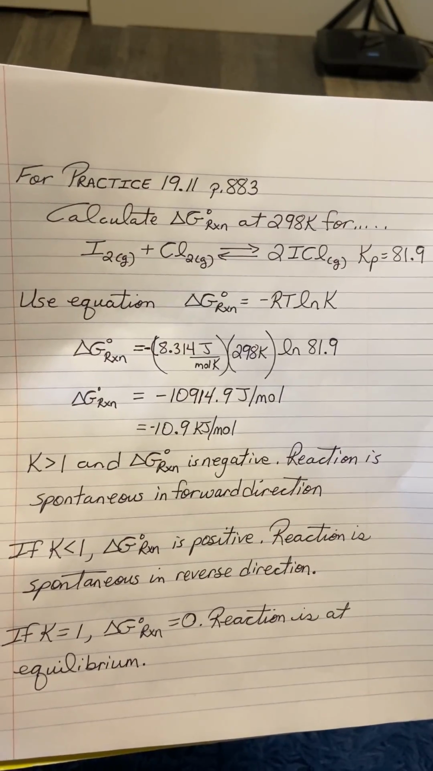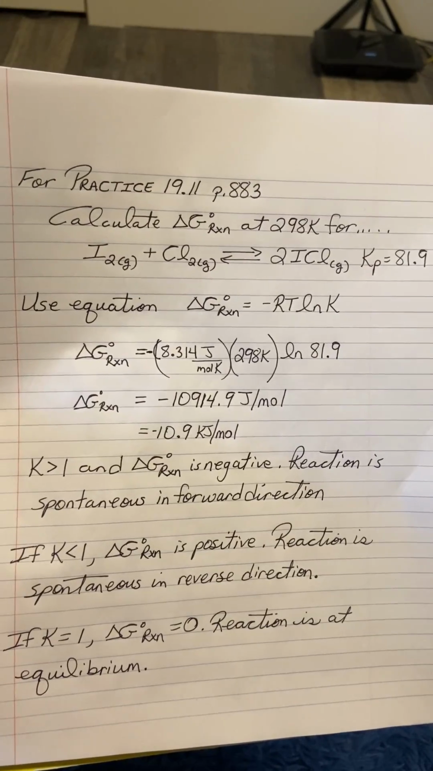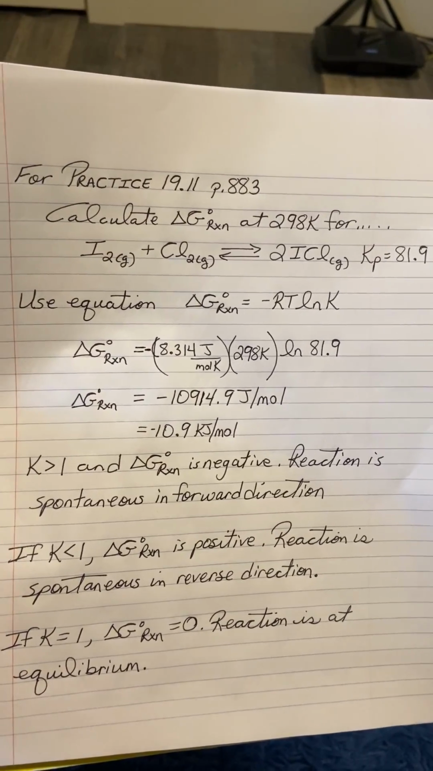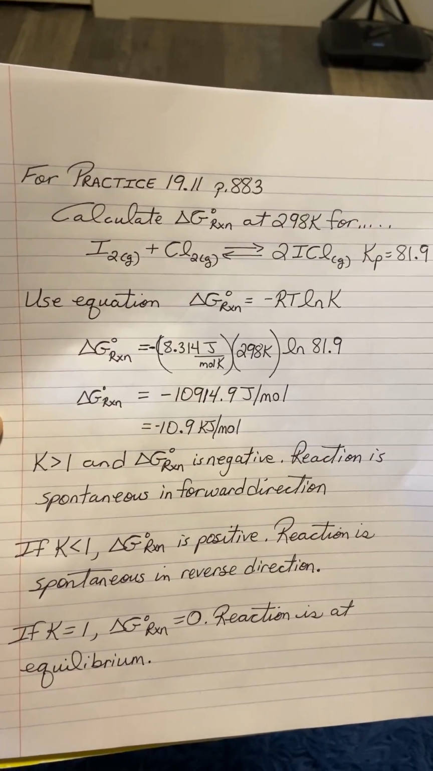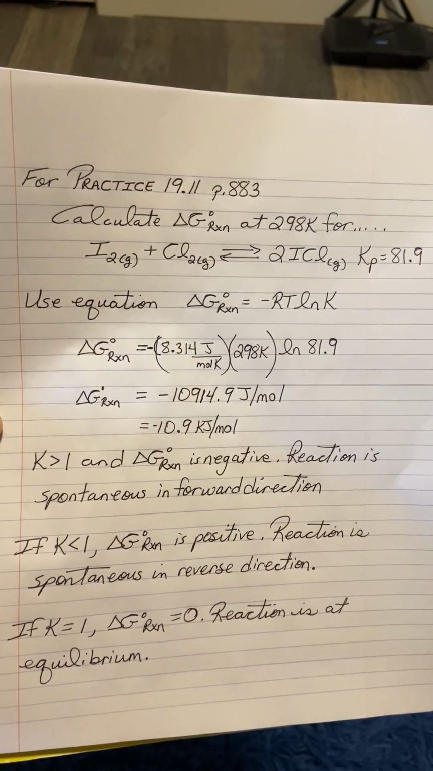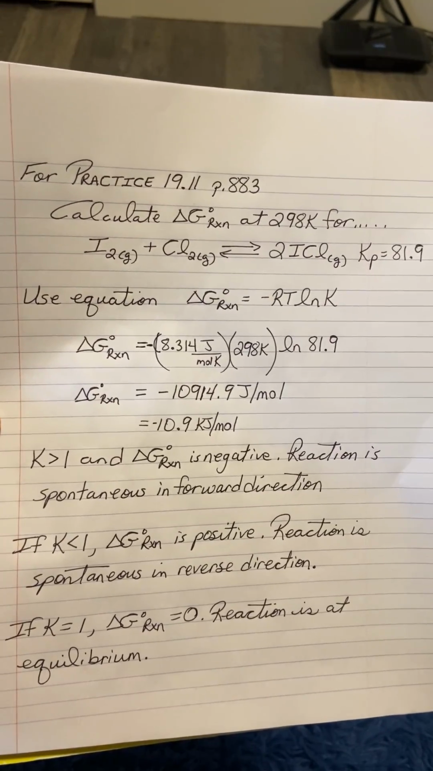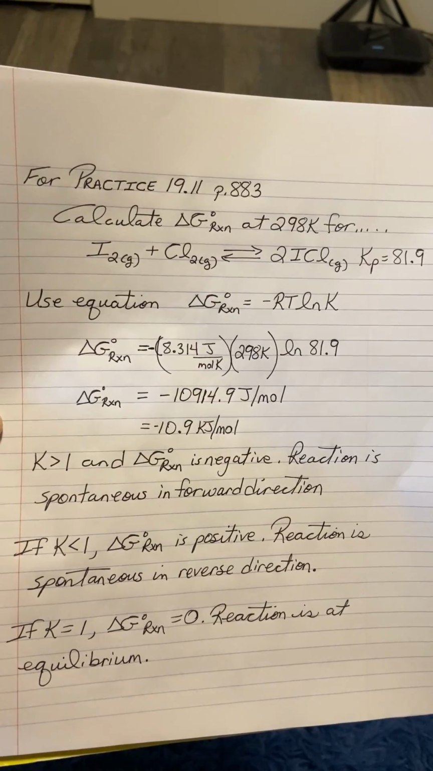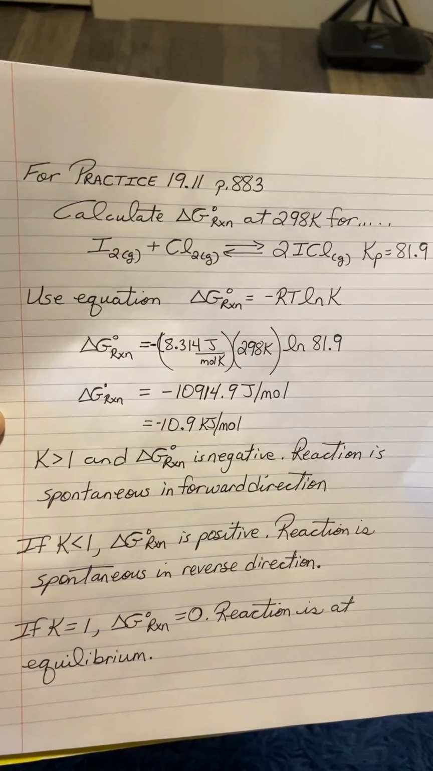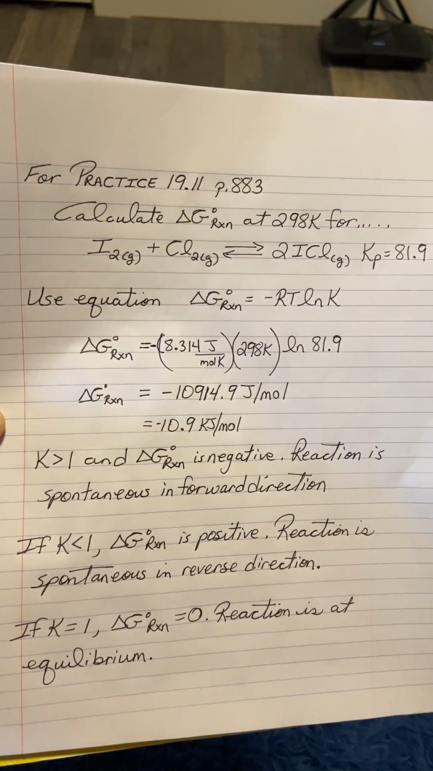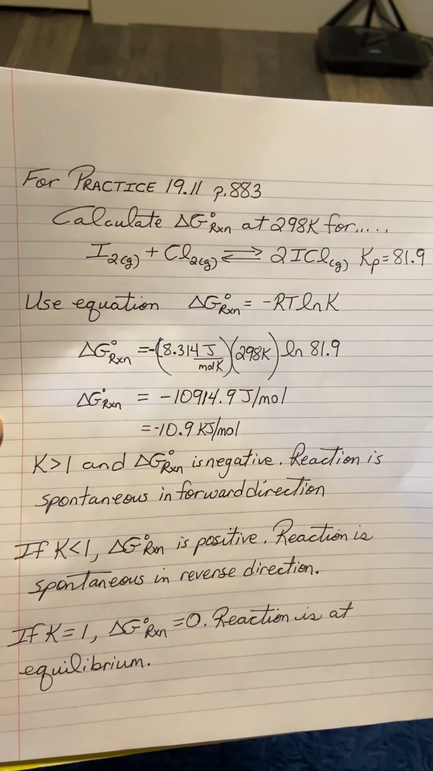Our delta G of reaction comes out to be negative 10,914.9 joules per mole. I went ahead and put it back into kilojoules, so negative 10.9. Now, what the relationship between K and delta G is: if K is greater than 1, which in our case it is because it's 81.9, then delta G is going to come out to be a negative value.